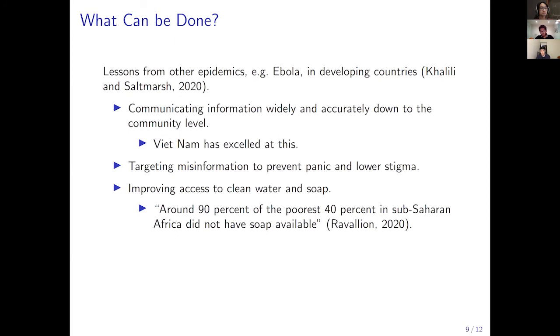And the third point, which living in Australia you kind of take for granted, but is quite a huge issue in developing countries, is access to basic things such as clean water. In sub-Saharan Africa, according to a recent article I've read, the majority of the poorest people in these societies do not have consistent access to soap. And similarly, large numbers do not have consistent access to clean water.